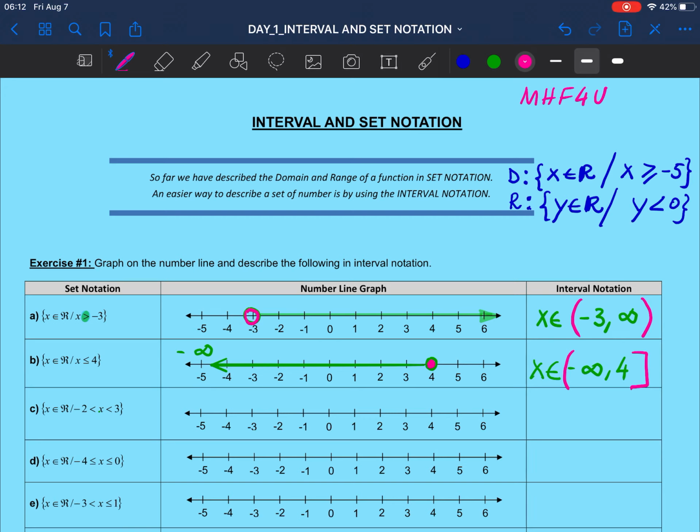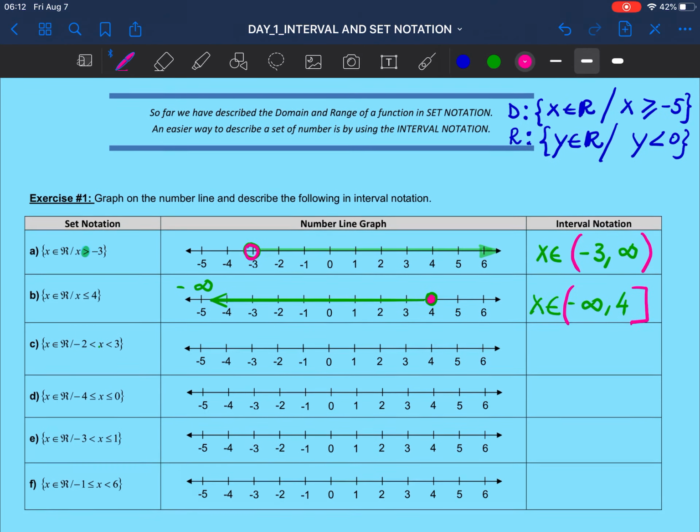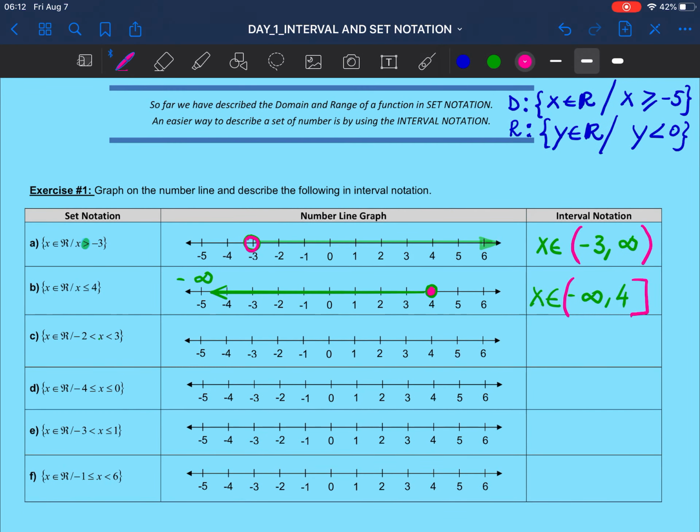And the round brackets, the actual number is not included in the set. The next example, we have x is bigger than negative 2 and x less than 3, so you can look at it in two different ways. These two conditions must be satisfied simultaneously.